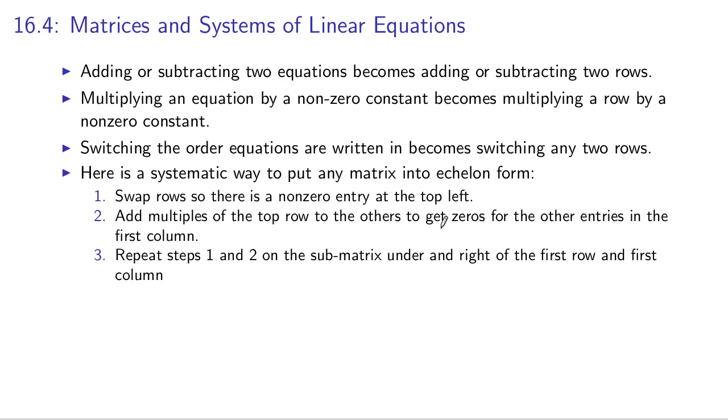Here's a systematic way we could put any matrix into echelon form. First, we can start by swapping rows if there's a 0 entry in the top left. And again, if we swap rows, we need to keep track of what we've done to the variables, so you can write that off to the side when you do a row swap. Then add multiples of the top row to all the other rows to get zeros for the other entries in the first column. We'll do examples of this so you'll understand it better, but this is the general pattern. And then we repeat steps 1 and 2 on the submatrix under and to the right of the first row and first column.